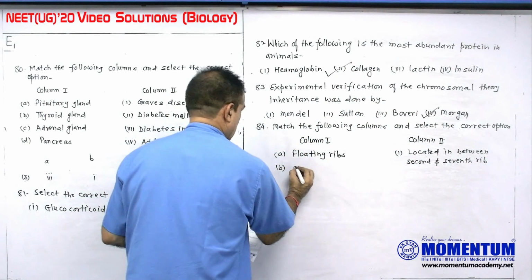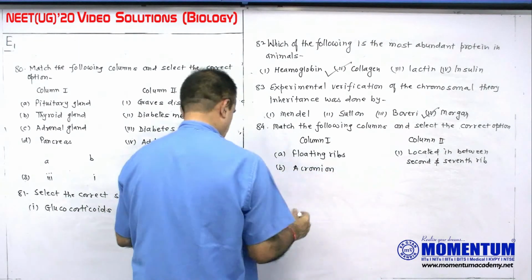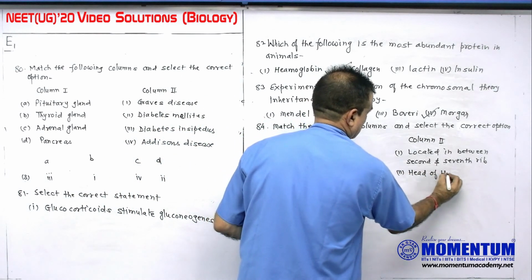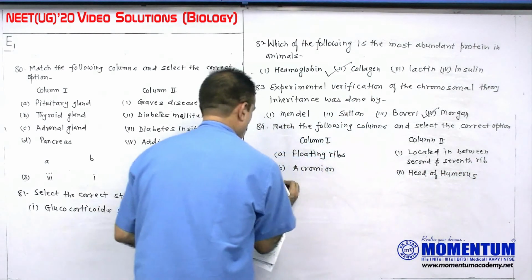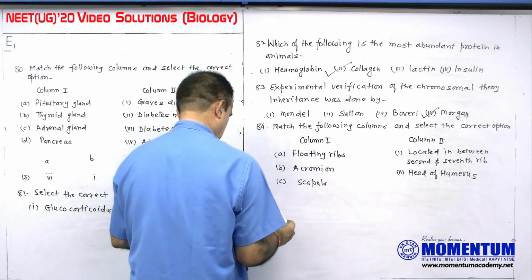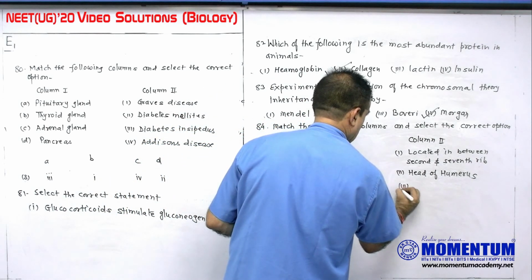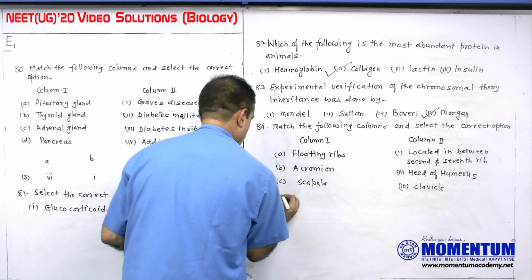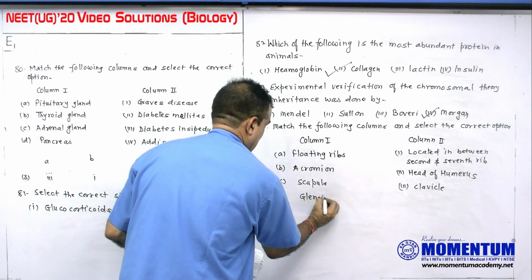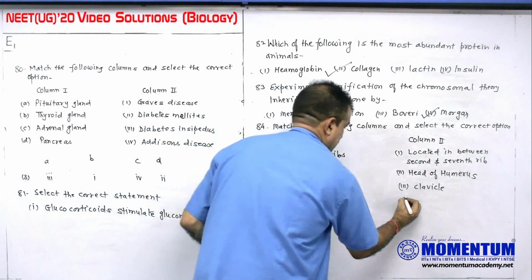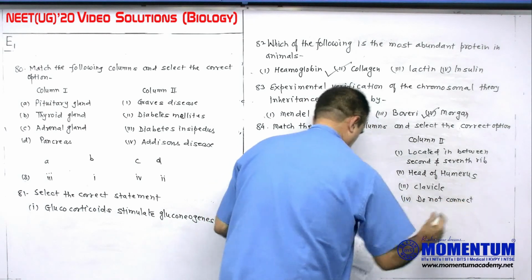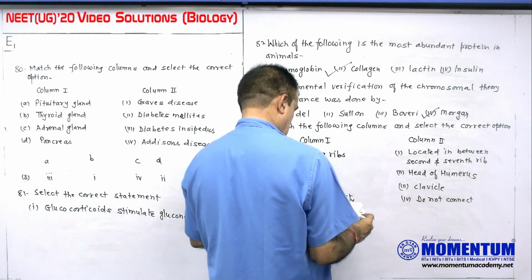Then acromion, head of the humerus, scapula, clavicle and glenoid cavity, do not connect with the sternum.